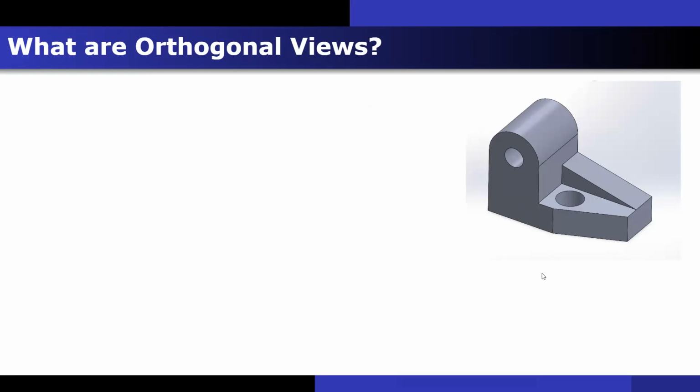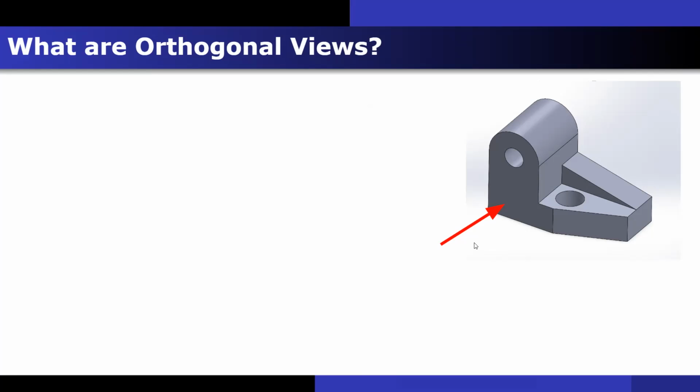So if, for example, we have this part, if you want to describe it on 2D paper, then we need to somehow convey or describe all the features in that part on a 2D paper. The most common way is to simply go and see it from different views. So normally what happens is that we use the front view, side view, and top view as the main orthogonal views.